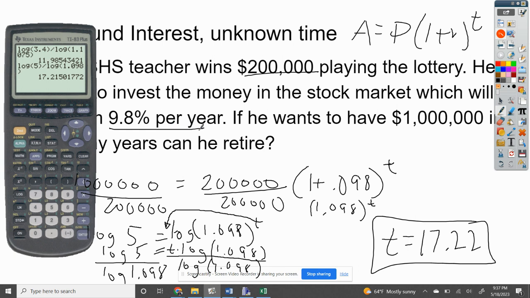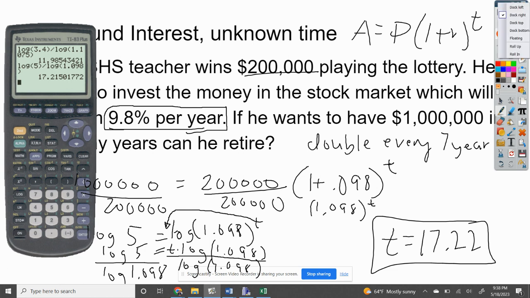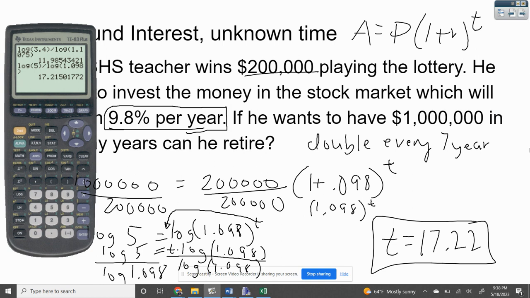Not that you need to know this, but here is a quick rule of thumb for the stock market. Because the stock market earns about 9.8% every year, your money should double just about every 7 years. That's a rough estimate. If you invest in the stock market, and most of you will, because your retirements will be invested for you in the stock market, your money should, as long as everything is going according to plan and things don't change drastically, double every 7 years.